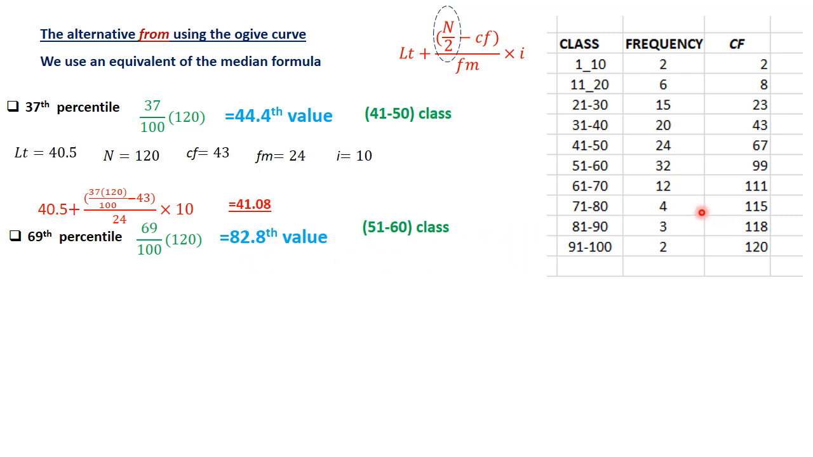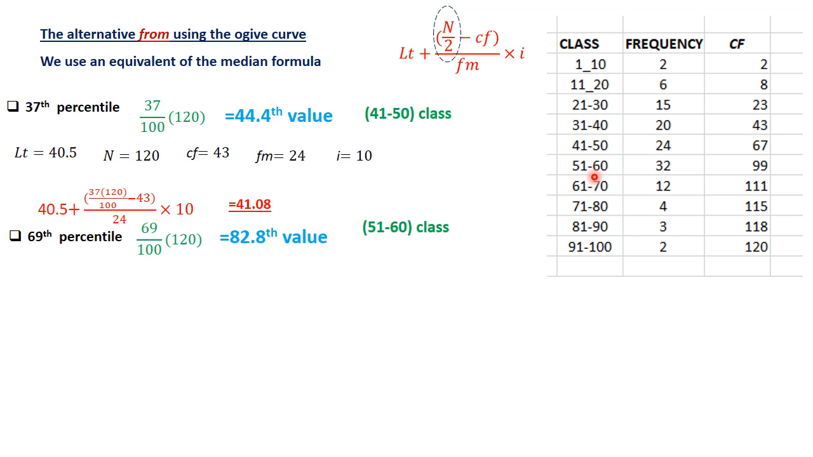The 82nd value, where is it? Somewhere after 67 but before 99. So this must be the class, because 67 means up to the 67th student. 67 students scored between 1 and 50. But we want the 68th student, who will be in the next class, and the 69th the same. So this 82nd student is among these 32 that are in that particular class, 51 to 60.